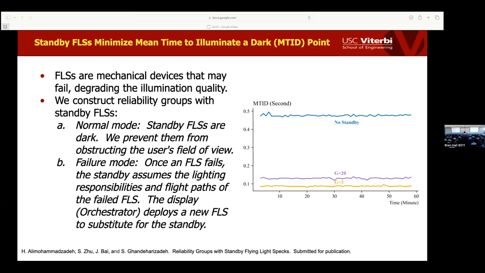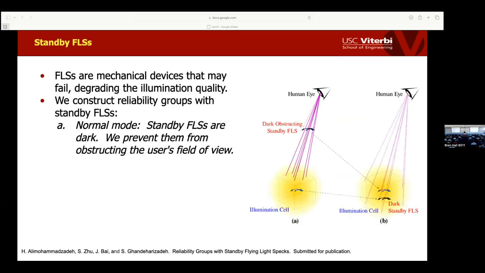Good question. The standby is always dark. It's not illuminating any light. And when it detects that it's obstructing, it moves into the illumination cell of one of the illuminating FLSs that it is a standby for. Okay, so it does move. It could have just become undark from where it is, and that would be a slightly different technique. That's right, that's definitely a possibility. The idea is for it to illuminate the same light as the illumination.